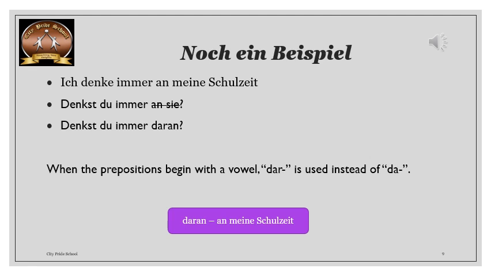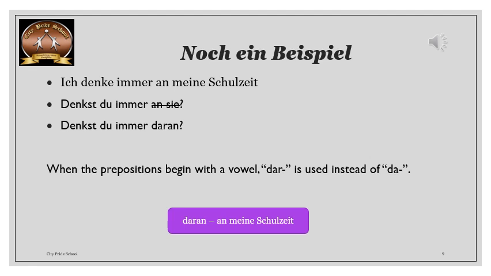Ich denke immer an meine Schulzeit. I always think of my school time. Die Schulzeit is the feminine noun. So the personal pronoun for the Schulzeit will be sie. But is it correct? Denkst du immer an sie? Nein. An sie is absolute falsch. It is never used. We have to use denkst du immer daran.